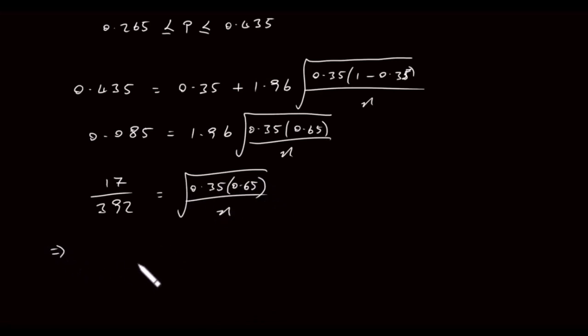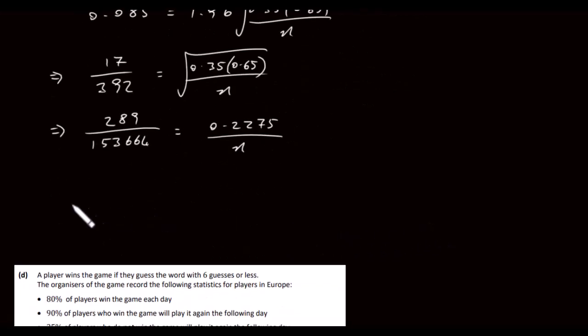Next thing I'm going to do is just square both sides here. So I'm going to square that. That gives me 289 over 153664 is equal to, let me just multiply that out, 0.35 times 0.65. That is 0.2275 over n. Next thing I can do here is just cross multiply and divide to get n on its own. So I'm going to multiply these two and then divide by this here. So you end up, in fact, with an n of 120.96.